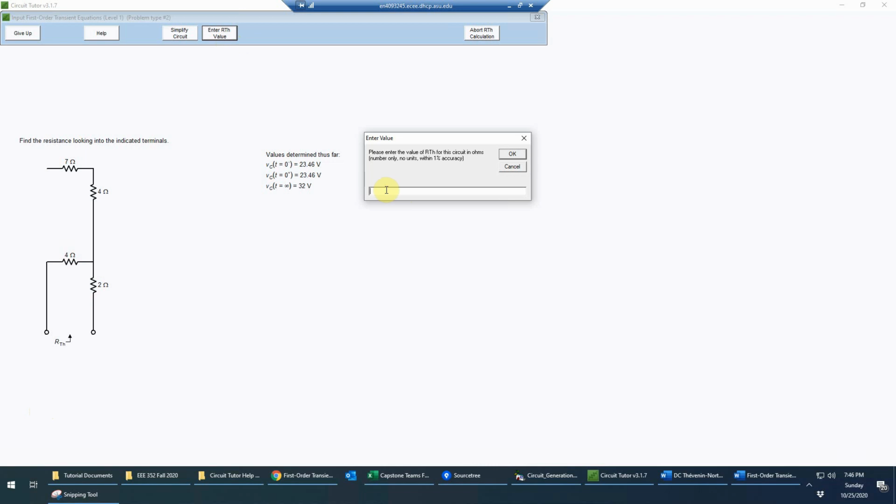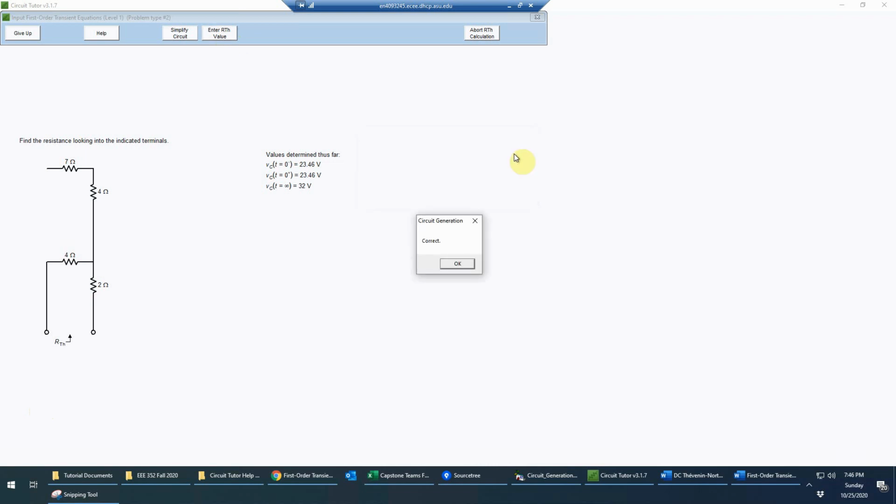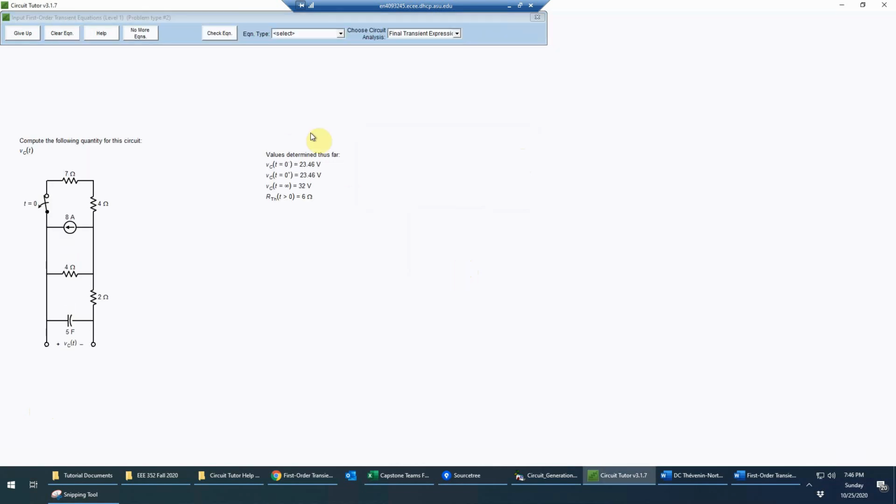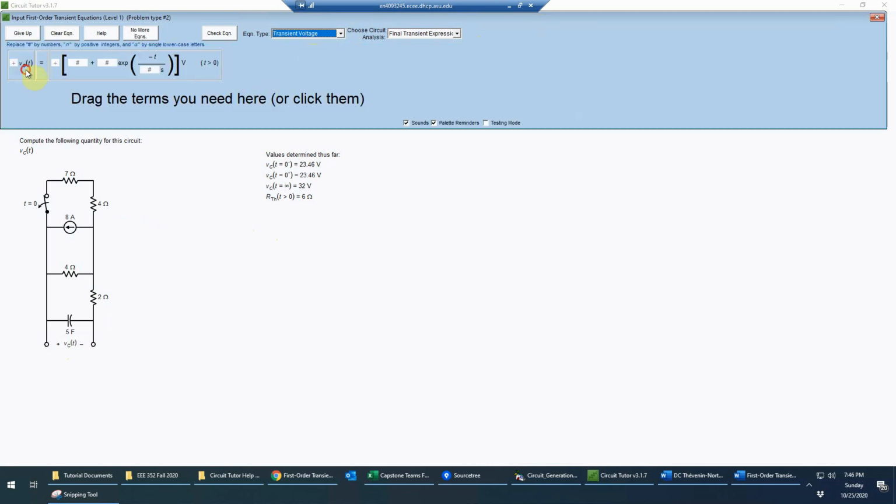So I'm just going to put a 6 in here, and it will accept that. Okay, so now basically I've determined everything I need to do the transient expression. So it's put me automatically into the mode where I'm going to input the final transient expression. And I just have to pick the appropriate equation type. So this is going to be a transient voltage, VC of t. So I have to select that type of term. And it basically gives me the proper format.